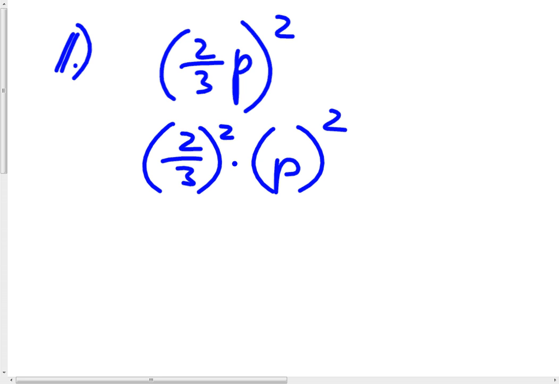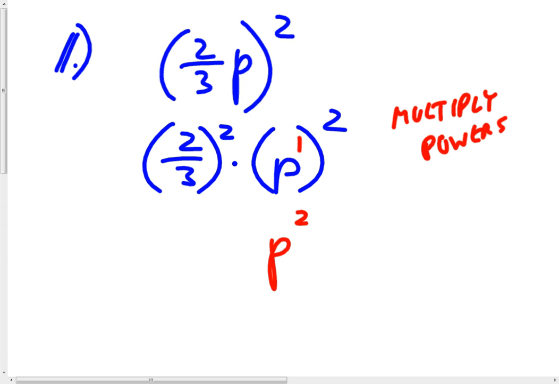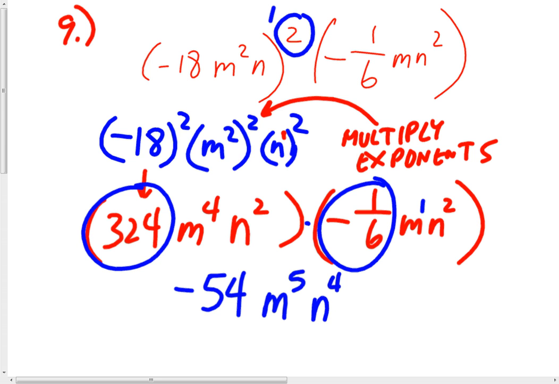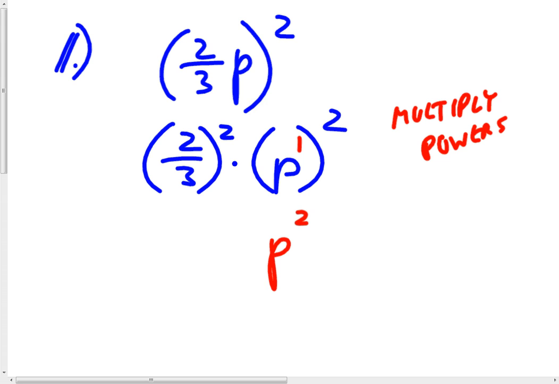What's already on this variable? The little 1 there. What do you do when you see a power on top of the power? Multiply powers. That's going to be P squared. Here, you're just going to put that in your calculator. That's just like dealing with negative 18 squared. You just happen to have a fraction. So put in your fraction, 2 divided by 3 in parentheses, to the power of 2. I don't want the decimal.